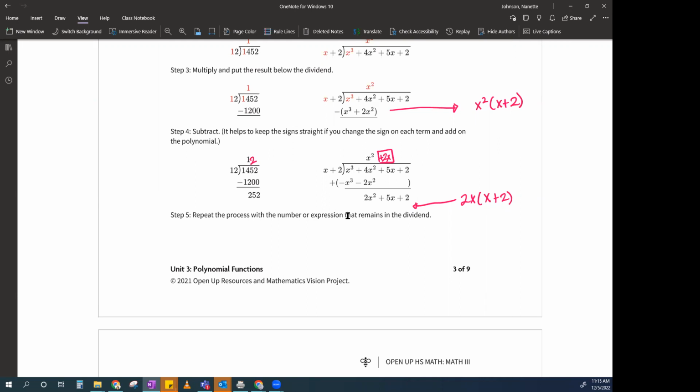So someone said they got 2x squared plus 4x. Yeah, exactly. This is exactly right. Because look, 2x times x is 2x squared. 2x times 2 is 4x. Then what do we do? What do we do after we multiply? Then what do you do?